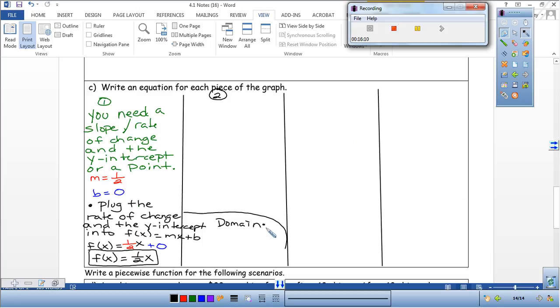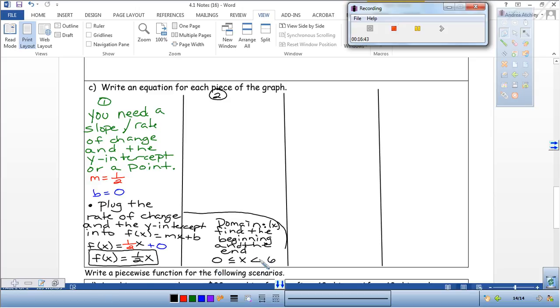So domain is your x values. Find the beginning and the end. So we began at 0, okay, and we ended at 6. X goes in the middle for the domain, and we'll have a less than or equal to sign and a less than sign.